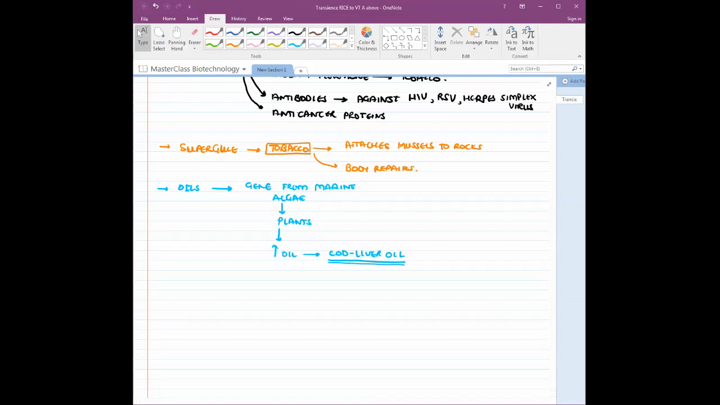Guys, another thing, we can also produce drugs in the plant. So drugs like what? And this is very, very important. We can make use of drugs like artemisinin. Now, what is this drug, guys? This is your anti-malaria drug.